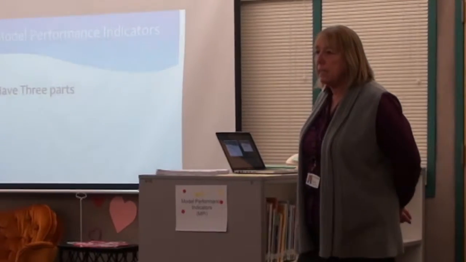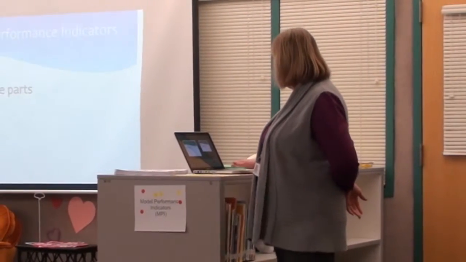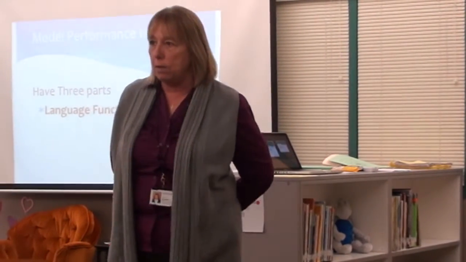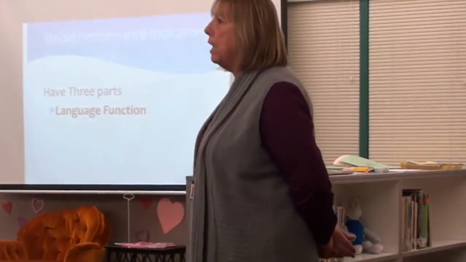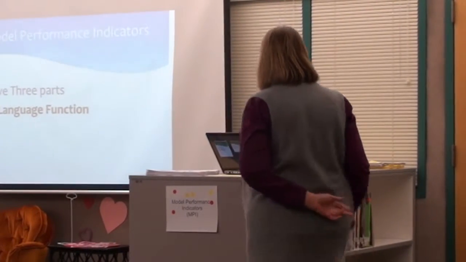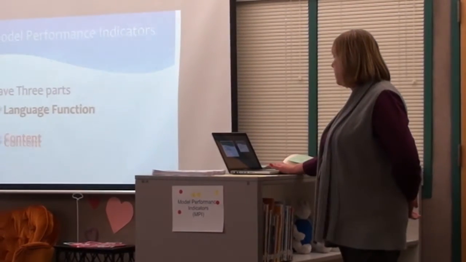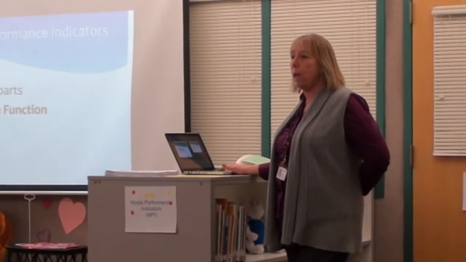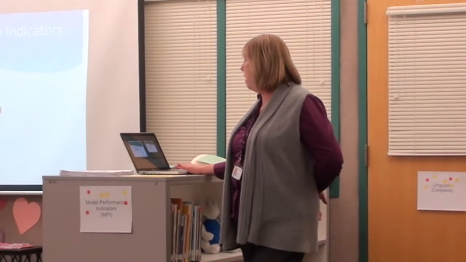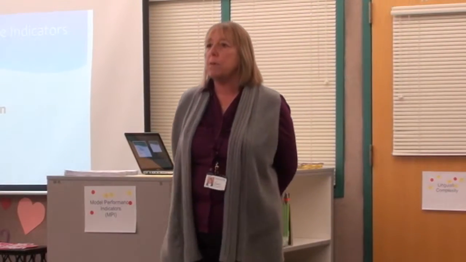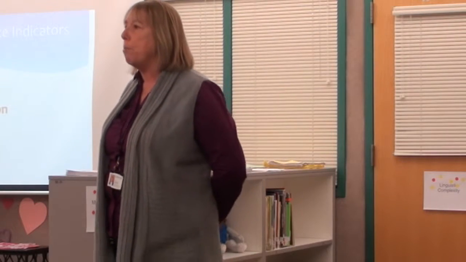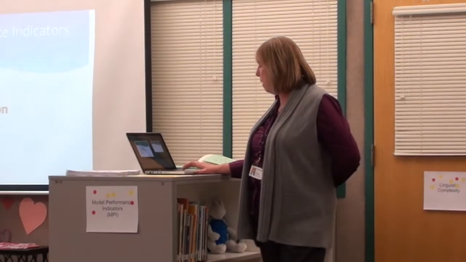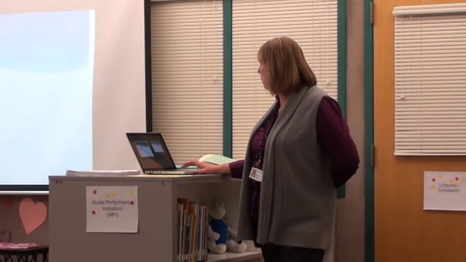A model performance indicator has three parts. The first part is the function. And I want you to notice that it is in bold black, because I color-coded this so that you could understand each of these parts more easily. The second one is content, which is Utah core content. And that will be in red as we look at model performance indicators. The next one is support. What type of support can we give them? Now the support is very specific. And we'll talk about that in a few minutes.